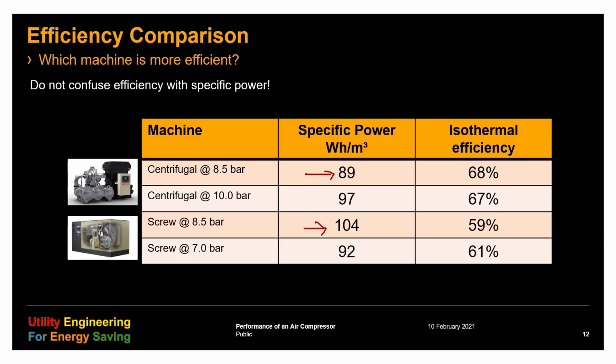But if we change now the delivery pressure into 10 bar and 7 bar respectively, we notice that the specific consumption of the second is better. 92 is less than 97. Nevertheless, if we refer to the isothermal efficiency at the right column, the first machine is still better. The isothermal is not much affected by the boundary conditions, and the second machine is always lower. It means the isothermal efficiency is the right parameter to assess if the machine is good or not.